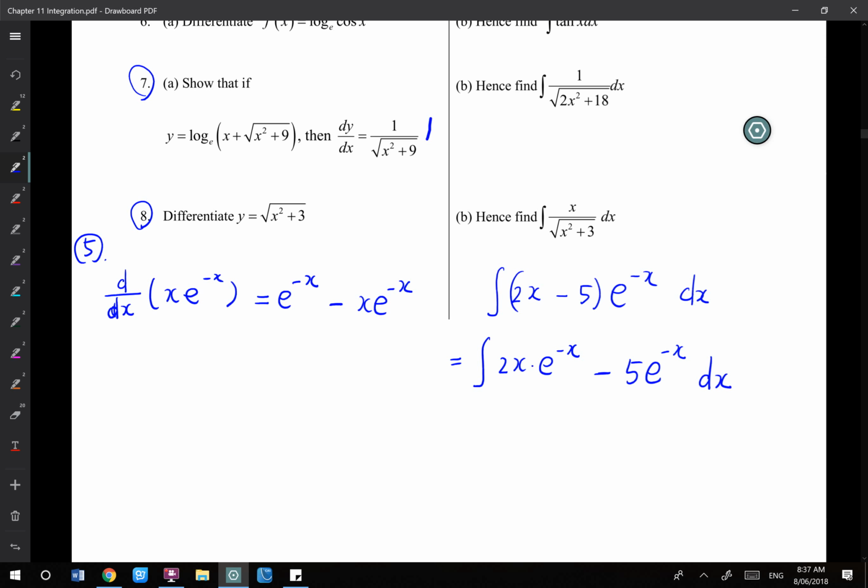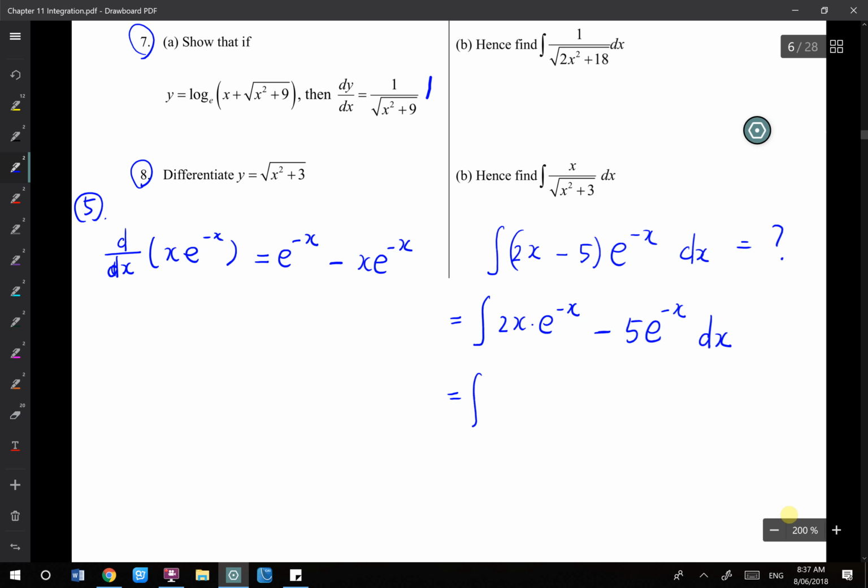So I can expand it. This is what I want. I also know that this equals that. Because there's a minus in between, I can just separate it like this. There's a dx as well. How many integral signs do you have? You need how many dx? So there's another dx.